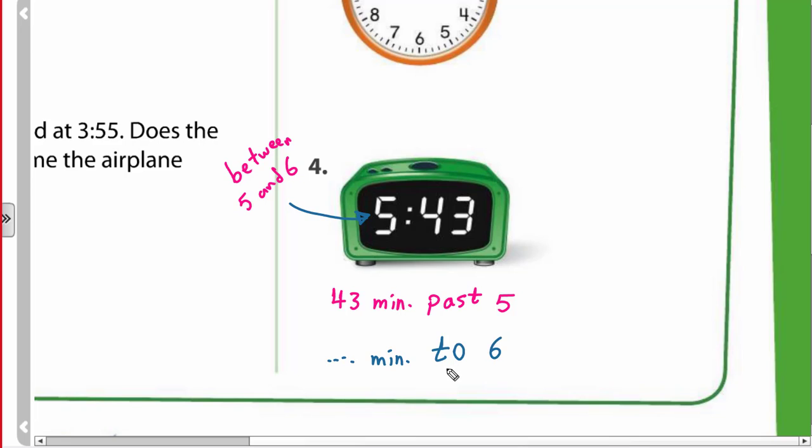So we can write to the next one, which is 6. Okay, 60 minus 43. Go ahead. Okay, 60 minus 43 equals 17. Excellent. So 17 minutes to reach 6 o'clock. So, my heroes, it's 43 minutes past 5 or 17 minutes to 6. Thank you, Abdullah. Great work.